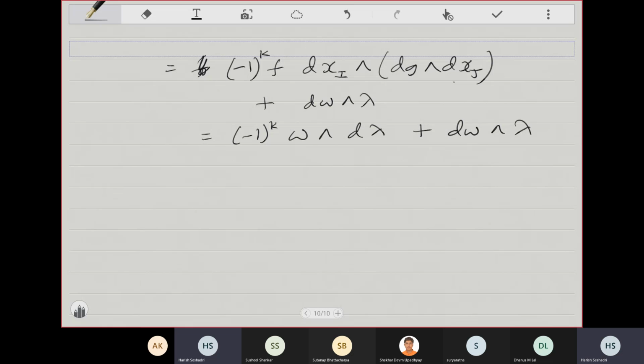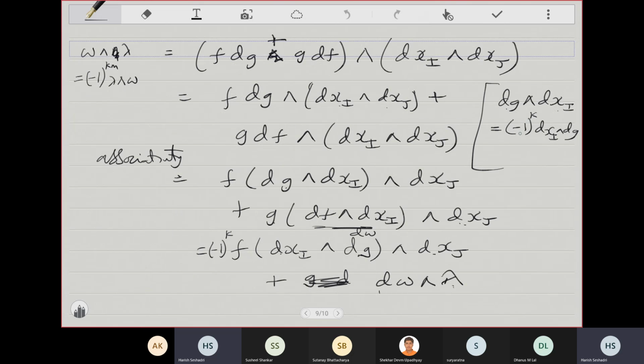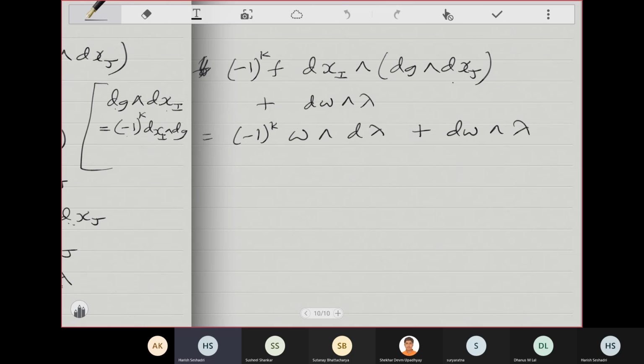So we have used associativity twice along the way, and then we also use the anti-commutativity. This was the crucial part: the anti-commutativity of this exterior multiplication had to be used as well. That's how we pick up the (-1)^k in the Leibniz rule here. So that proves this.